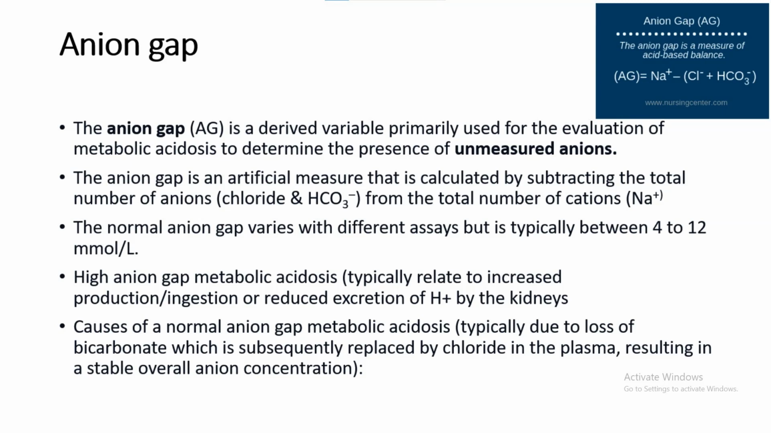High anion gap metabolic acidosis typically relates to increased production or ingestion, or reduced excretion, of H+ by the kidneys. A normal anion gap metabolic acidosis is typically due to loss of bicarbonate, which is subsequently replaced by chloride in the plasma, resulting in a stable overall anion concentration.